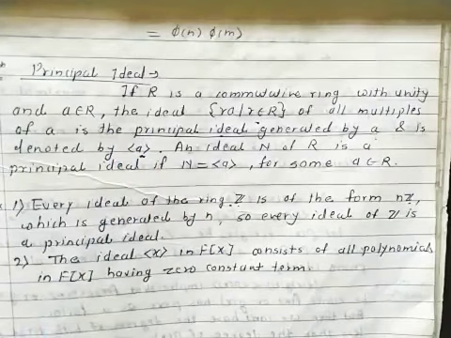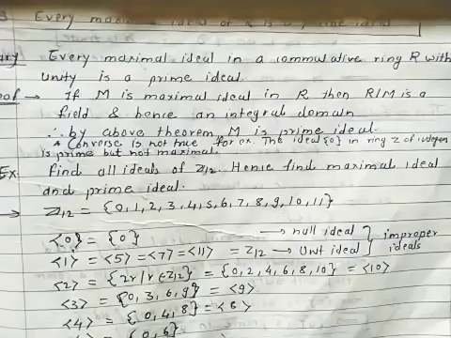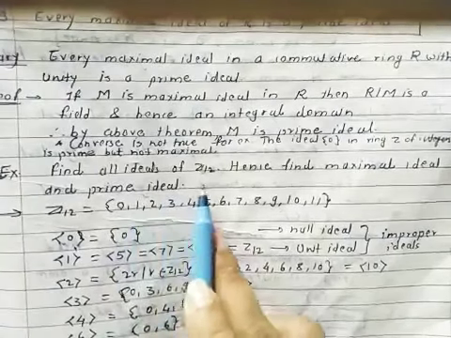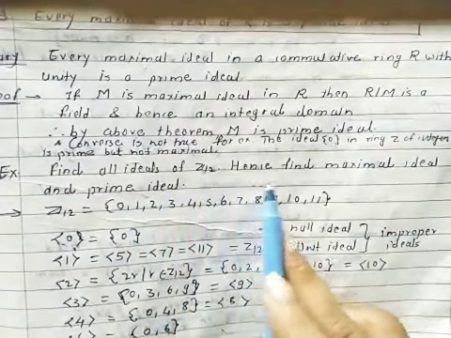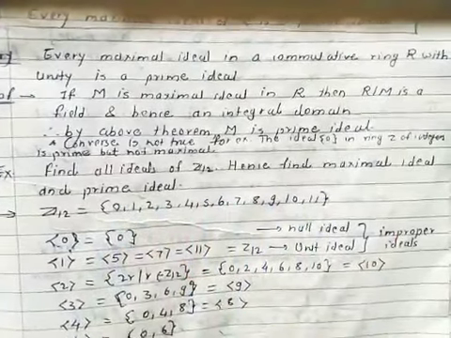Now let us solve that previous example. The example is: find all ideals of Z12 and hence find maximal ideals and prime ideals.